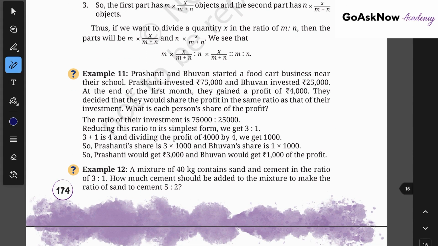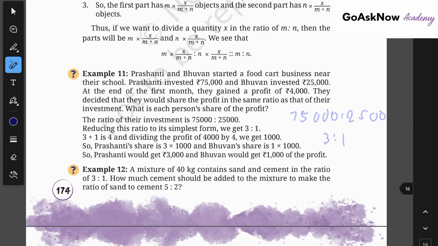Example 11. Prashanti and Bhuvan started a food court business near their school. Prashanti invested £75,000 and Bhuvan invested £25,000. At the end of the first month, they gained a profit of £4,000. They decided that they would share the profit in the same ratio as their investment. What is each person's share of the profit? So the ratio is 75,000 to 25,000, and if you simplify this, you should get 3:1.